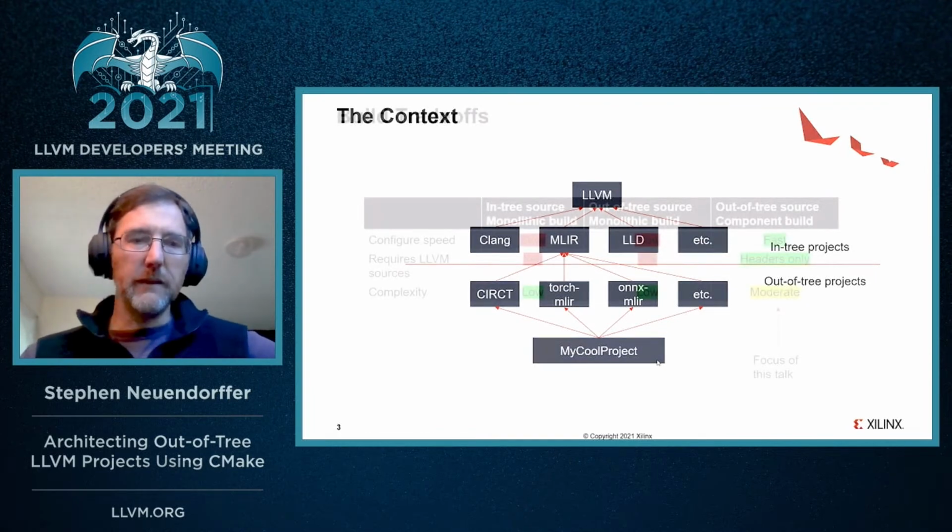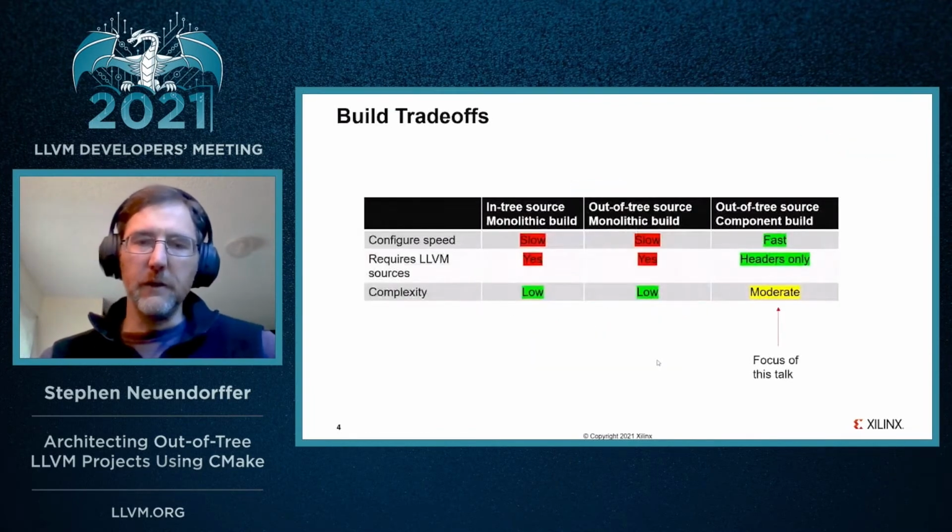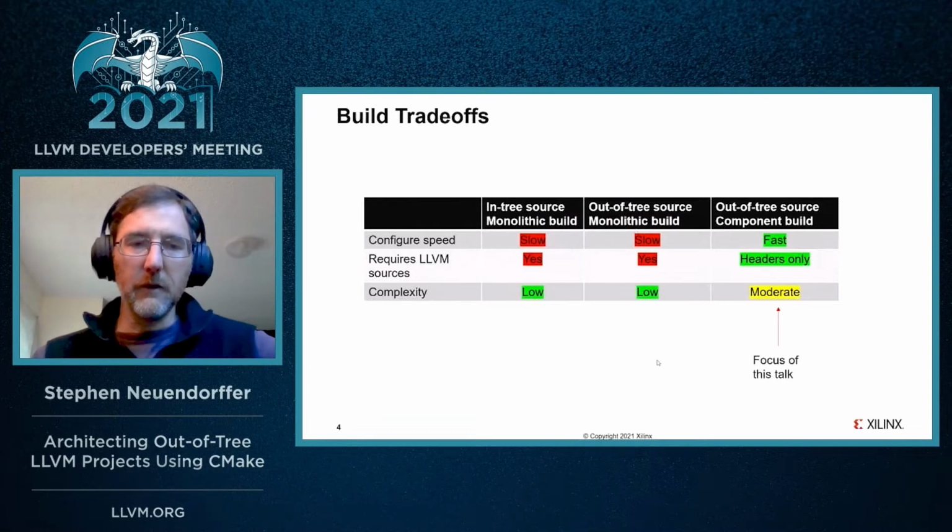And there are a couple of different ways to actually architect this. If you're familiar with the way LLVM projects have been built for a long time, usually we deal with a monolithic build with our sources in tree, like Clang and Flang. The real problem here is that configuring is quite slow because we have to configure everything in LLVM at the same time. And we also need the LLVM sources. But it's relatively easy to get started with this kind of build process.